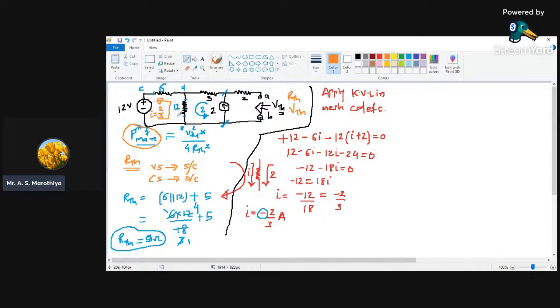This is very important. Now our objective is to find the value of this VTH, that is nothing but the voltage which is going to be experienced across this 2 ampere current source.